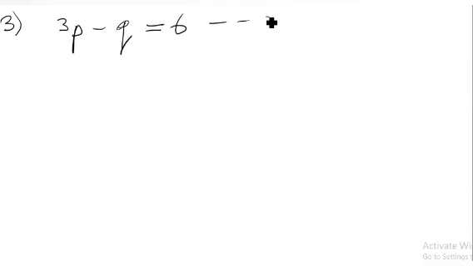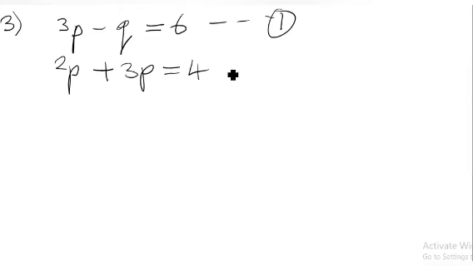You can solve another example. Let's try another example of this form. Example 3. Let's assume we have 3p minus q equals 6. Let's call this equation 1. You have 2p plus 3q equals 4. Equation 2. Do well to pause the video to try to solve it on your own. Let's see whether you will get the same thing. Solution.